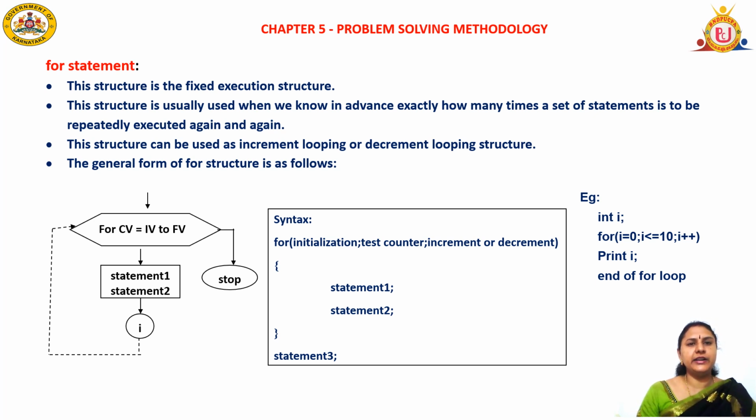The general syntax is for initialization. We will initialize the value to a variable. Next, semicolon. Test counter. We will check the condition. Semicolon. Increment or decrement. We will increment or decrement the looping. Next, we have open flower bracket, statement. We are going to execute the statement 1 and 2 and close the flower bracket. Next, if the condition is false means it will execute the next set of statements.